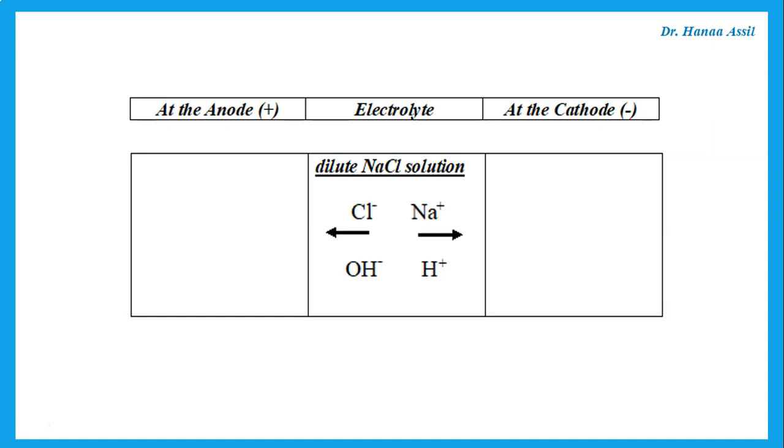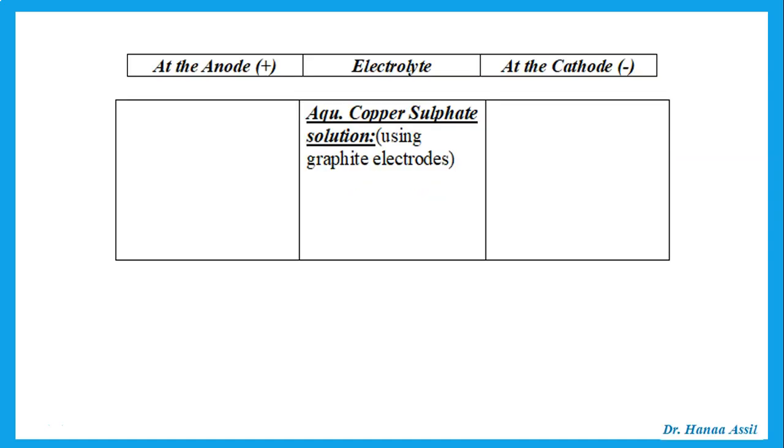Dilute sodium chloride, again, dilute means the OH minus is the one that reacts, so we get oxygen. On the other side, we said it is the H plus that would react to give bubbles of colorless gas.